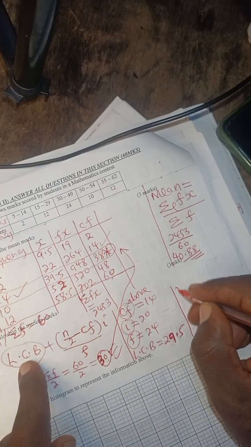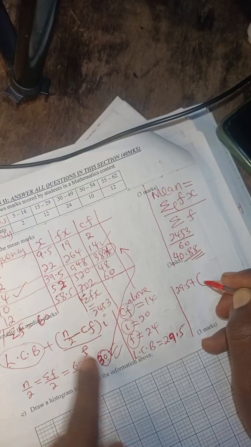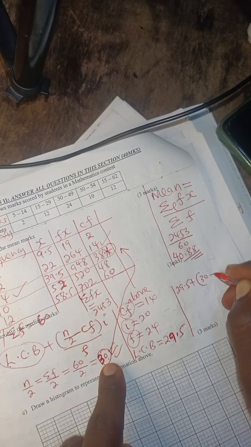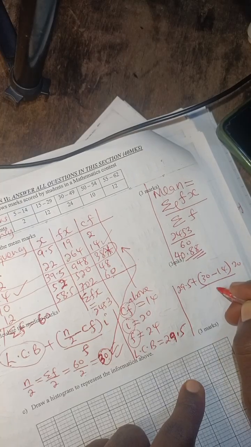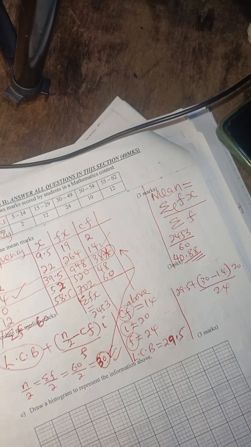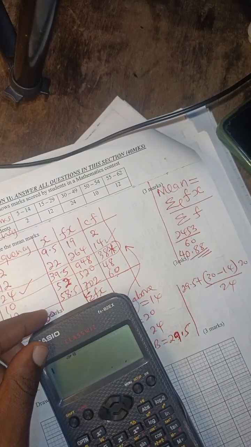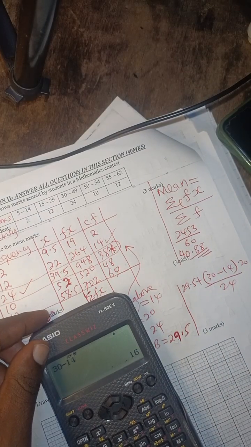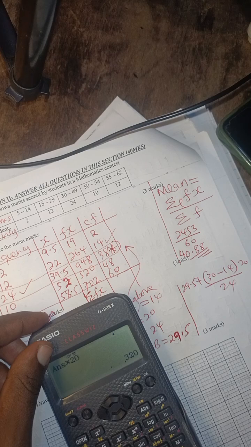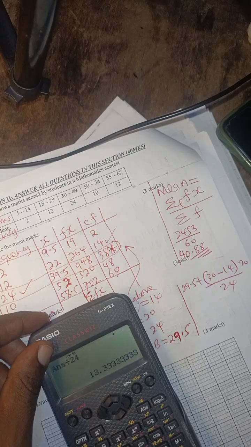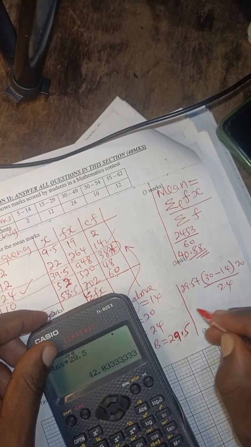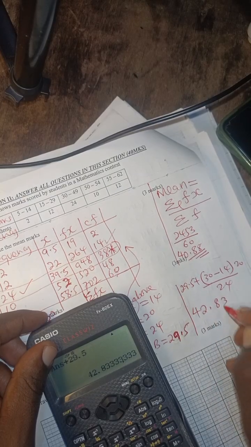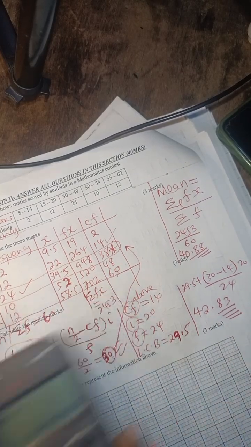Once you've done that, just place those values in the equation. So the lower class boundary 29.5 plus n over 2, that is 30, minus CF above the class 14, times interval 20, over frequency in the class 24. Put that in the calculator, then get the answer. So 30 minus 14, that is 16, times 20, that is 320, divided by 24. That gives us 13.33 plus 29.5. It gives us 42.83. So 42.83 becomes our median for that question.